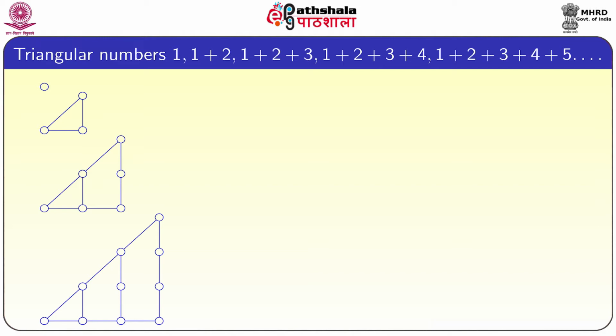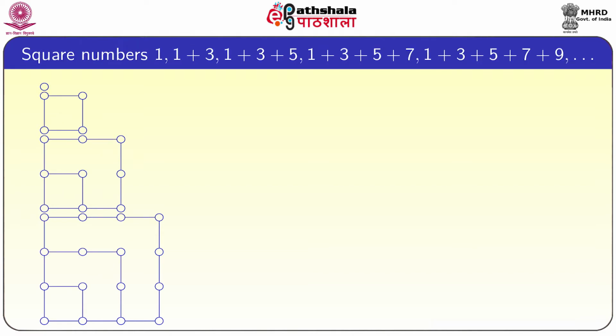Next we are putting 2 dots and adding. So, 1 plus 2, the total is 3. Next time we add 1 dot plus 2 dots plus 3 dots, 1 plus 2 plus 3. Next we are adding 1 plus 2 plus 3 plus 4. And so on. That is why they are forming a triangle, that is why these numbers are called triangular numbers.